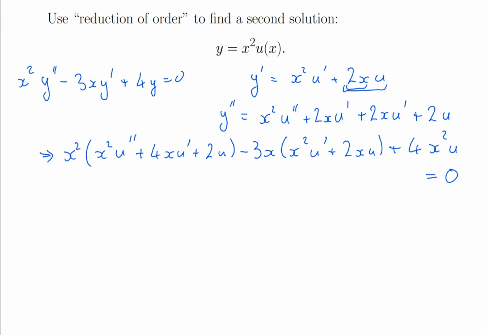Now that looks more complicated than what I started with, but if you look at it for a while and just look at the terms in u without the derivatives, I've got 2x squared times u minus 6x squared times u plus 4x squared times u. They all sum to 0, so I can cancel those out. What have I got left? Well, for the second derivative terms, I've just got x to the 4 u double prime. And for the first derivative terms, the u primes, I've got 4x cubed minus 3x cubed. That's just x cubed.